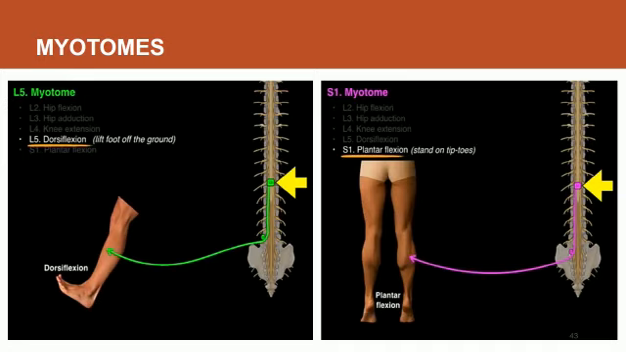S1 myotome is plantar flexion, which means standing on the tips of your toes. Plantar flexion refers to the movement of the foot when it is bent at the ankle away from the body. So there is the S1 vertebra, and the motor neuron goes to the posterior calf muscles of your leg, which perform plantar flexion, which means standing on the tips of your toes.